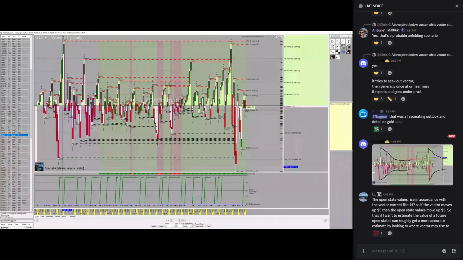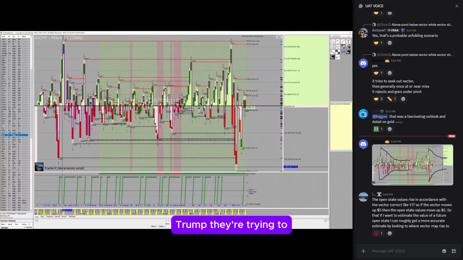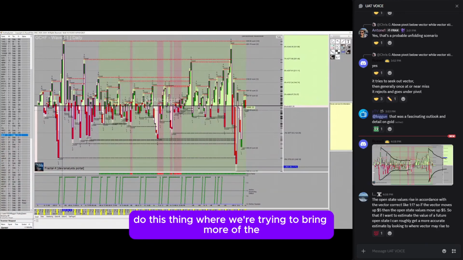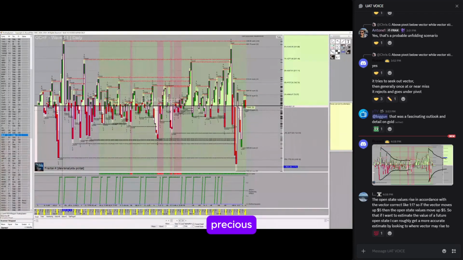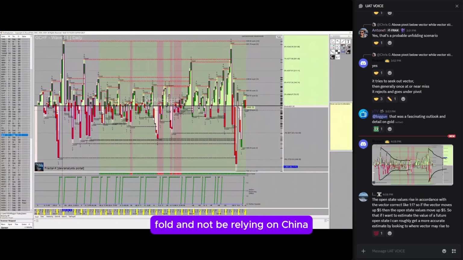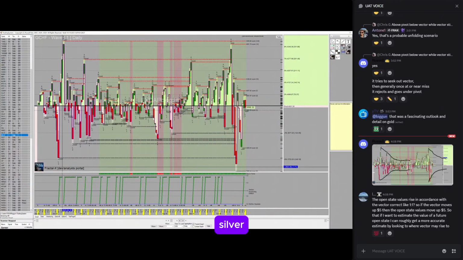Right now, Trump is trying to bring more of the precious and rare earth metals into the U.S. and not rely on China for the magnets and all this stuff. And silver would be, of course, wrapped up into that. So as they push that and try to protect that, it really helps the metals.